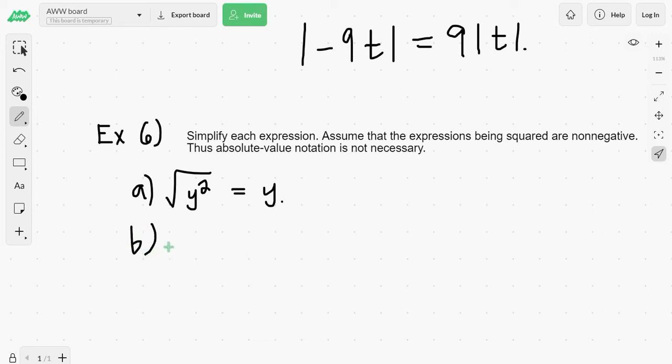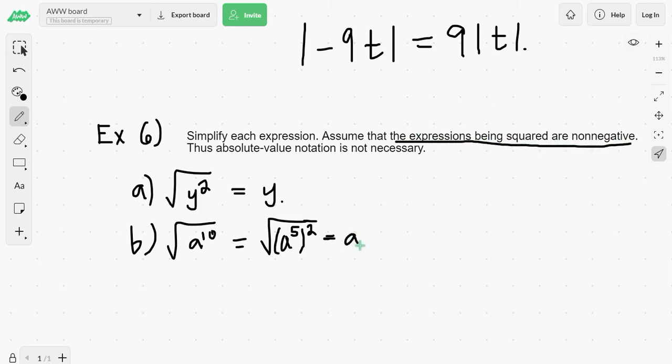Consider another. What about the square root of a to the 10th? Well, notice that we can write the square root of a to the 10th as a to the 5th, all squared. And we can just cancel out the square and the square root because of our assumption that the expressions being squared are non-negative, so we can just get a to the 5th. So it's much nicer in that case.